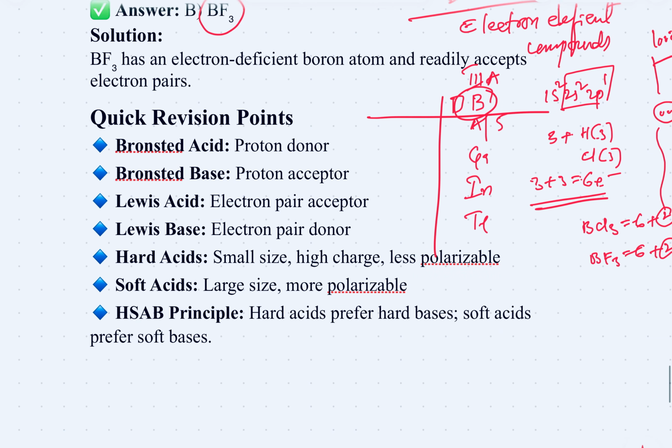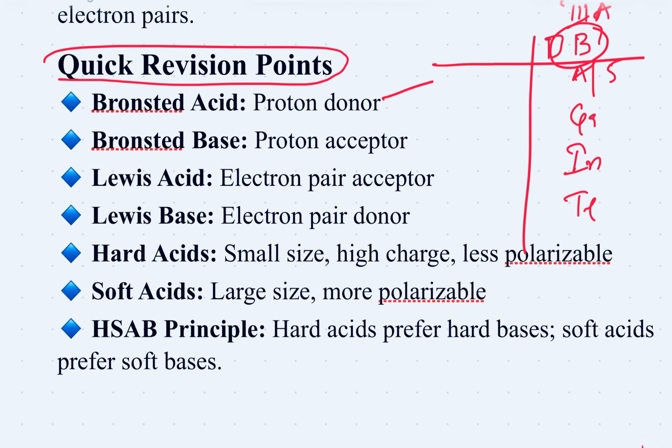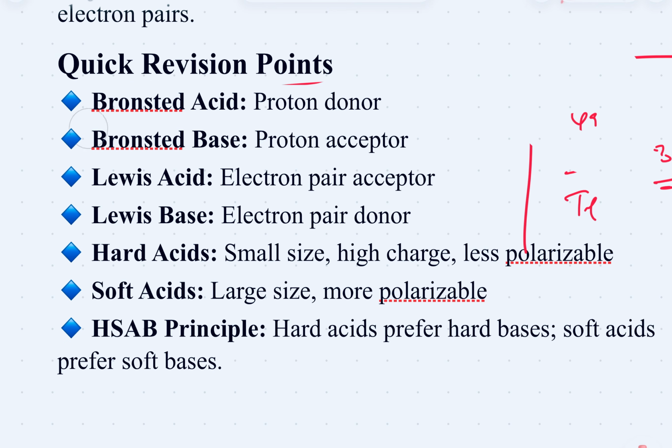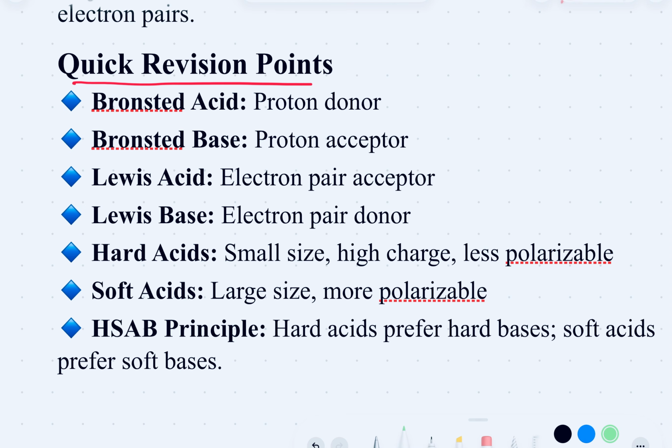Some revision is also important. Quick revision for you. So what is a Bronsted acid? Proton donor. Okay, clear. All of you concentrate here. See, this revision is very important for you in order to get some concept. Bronsted acid means proton donor. Bronsted base means proton acceptor. Lewis acid means electron pair acceptor. Lewis base means electron pair donor.